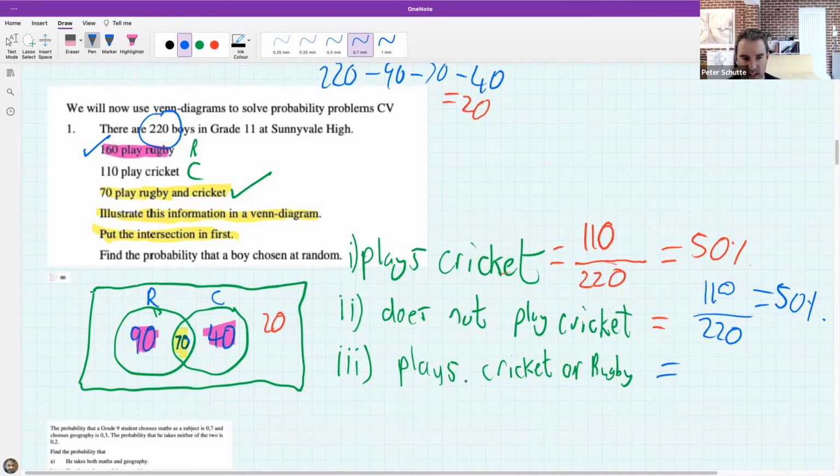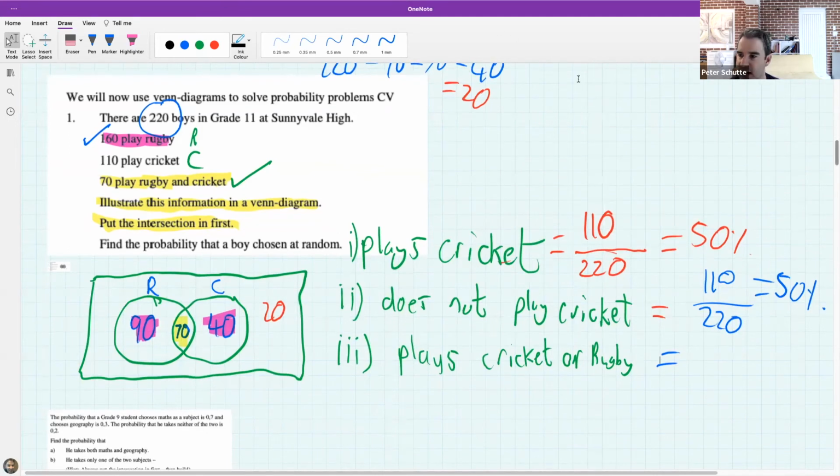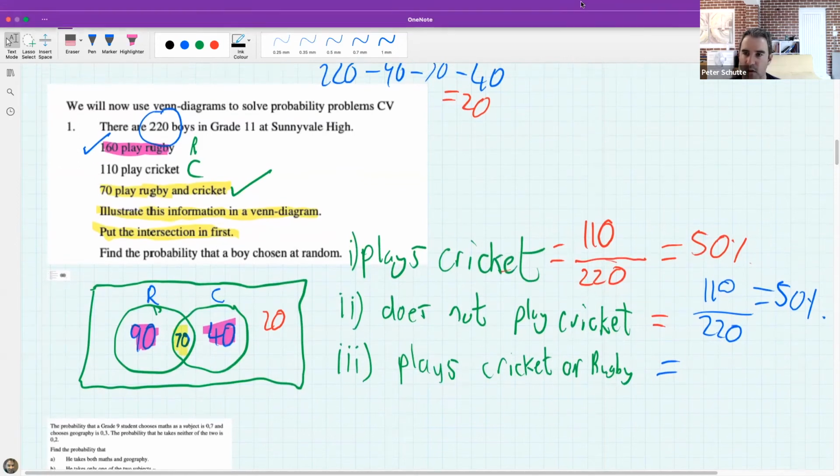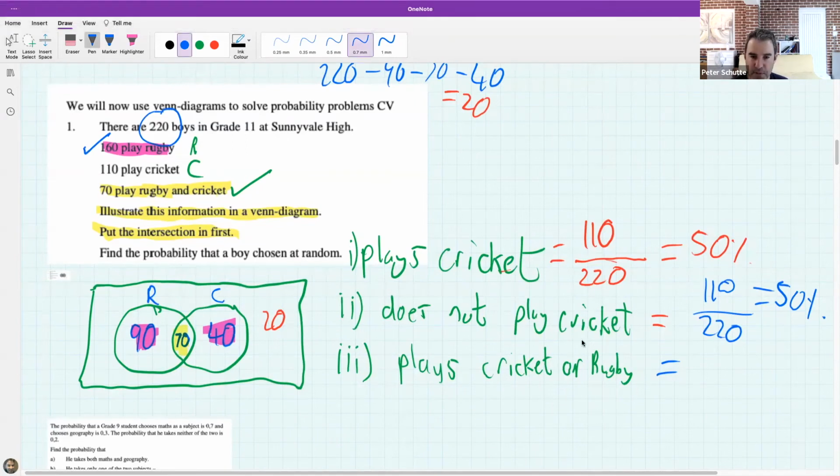What I'm more interested in is what is the probability the person plays cricket or rugby? Lysander, let's unmute you. What's your question? I wanted to know, every time you calculate your probability and then you get half, it means that it's 50% every time. Not every time. In this particular situation, it was 50% because 110 is half of 220. But in this third question, it may not be. The sample space is still 220, right? There's still 220 boys in the question.